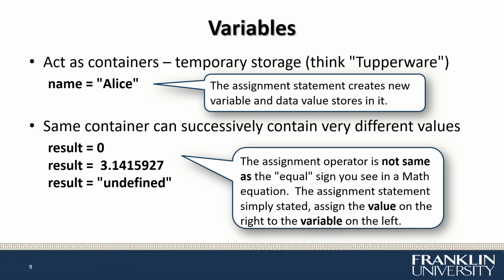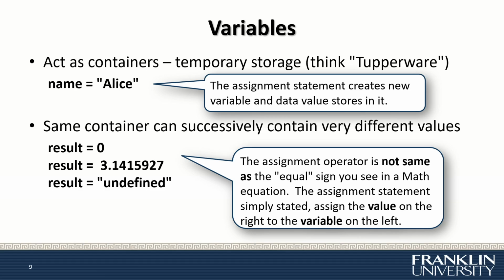Variables act like a container, like a bucket or Tupperware, again for temporary storage. So when I say name equal to quote Alice, the equal sign is an assignment statement. In Python, this creates a new variable called name, and it also assigns the data value Alice to it. This is how you create a variable in Python, by writing an assignment statement.